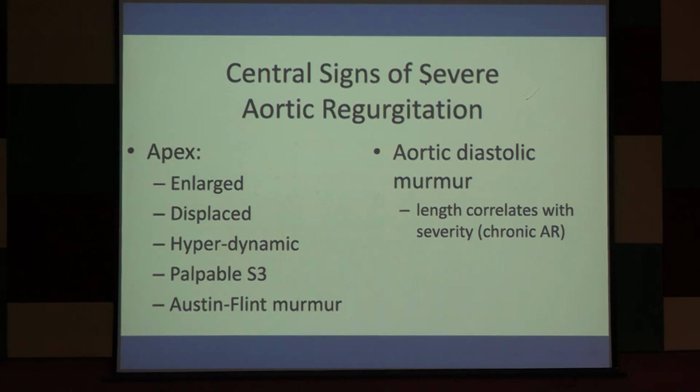Number one, murmur of aortic regurgitation. Number two, functional murmur of mitral valve disease like Austin Flint murmur. And number three, ejection systolic murmur of the functional aortic stenosis.